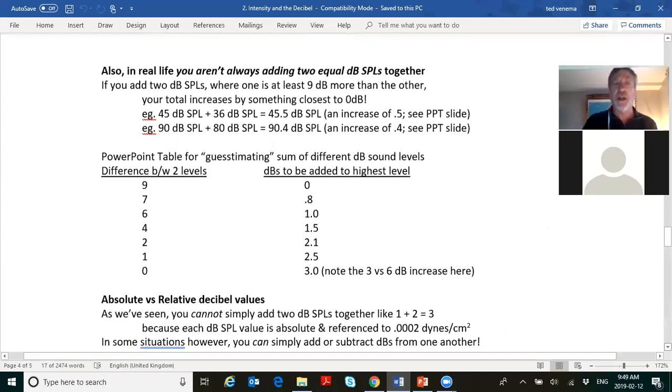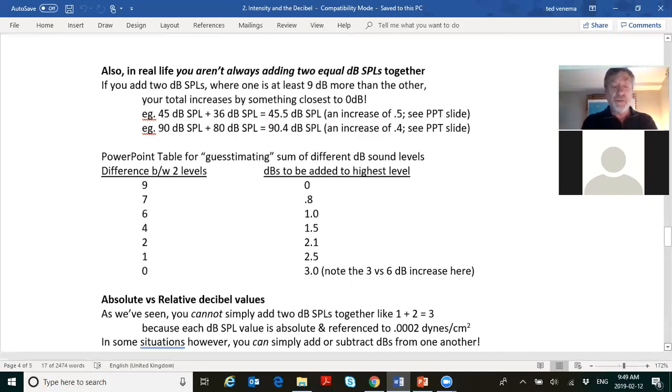Also in real life, you're not always adding two equal decibels together. You might be adding 60 and 50. Let's say you might have a 1,000 hertz tone at 60 and a 2,000 hertz tone at 50. So now not only are the frequencies different, so that you'd go up by 3 or whatever, but also now they're not equal. You're not adding 20 and 20.